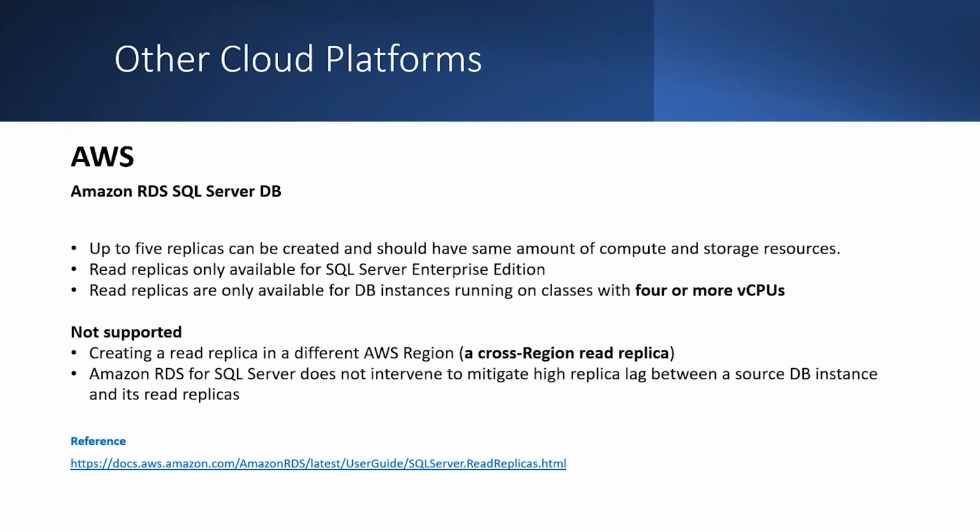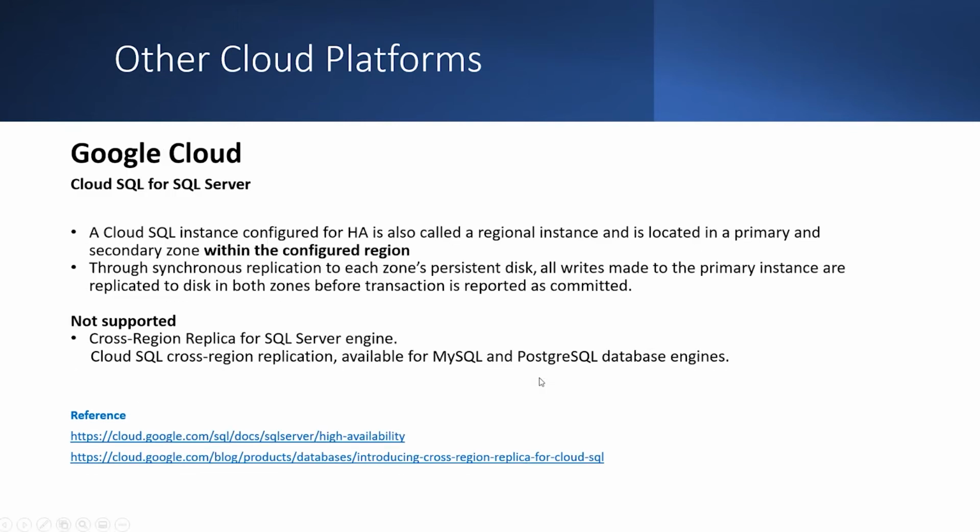Now, AWS does offer cross-region read replica, but not for SQL Server. For example, if you want to deploy Aurora with PostgreSQL, you can actually deploy a primary and a secondary in a different region. This is in the case of AWS.